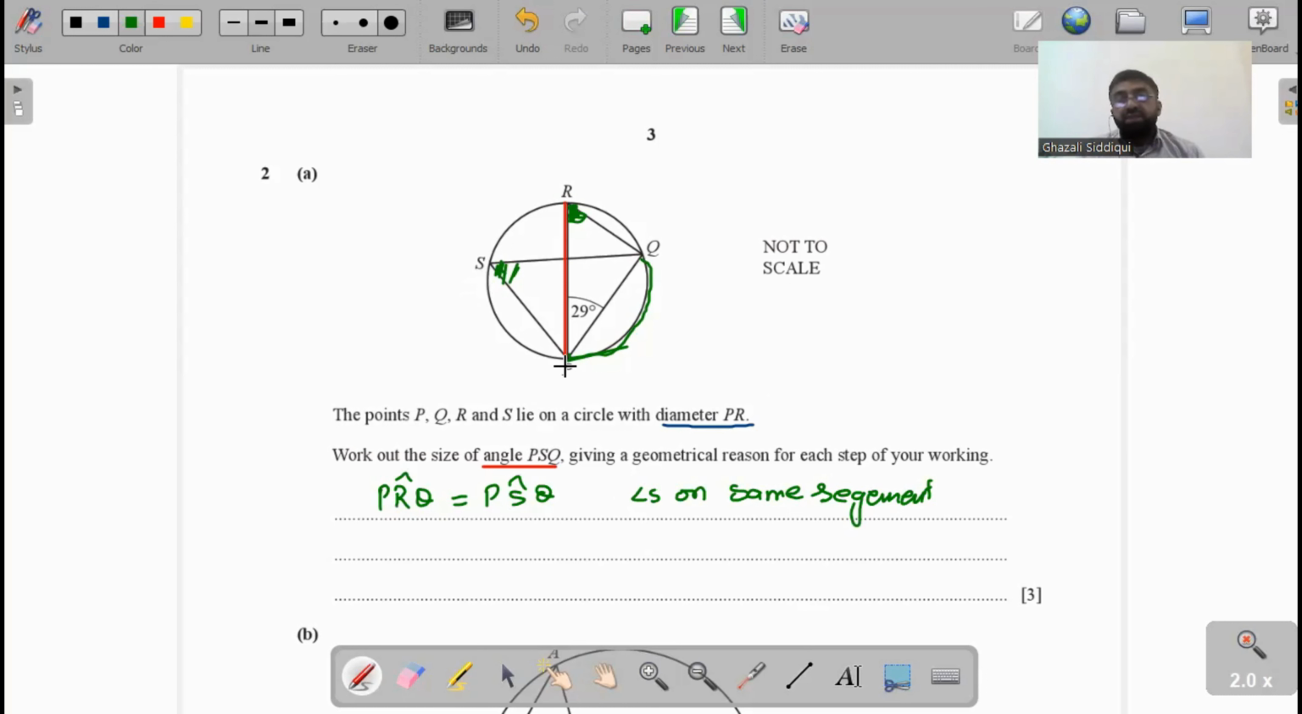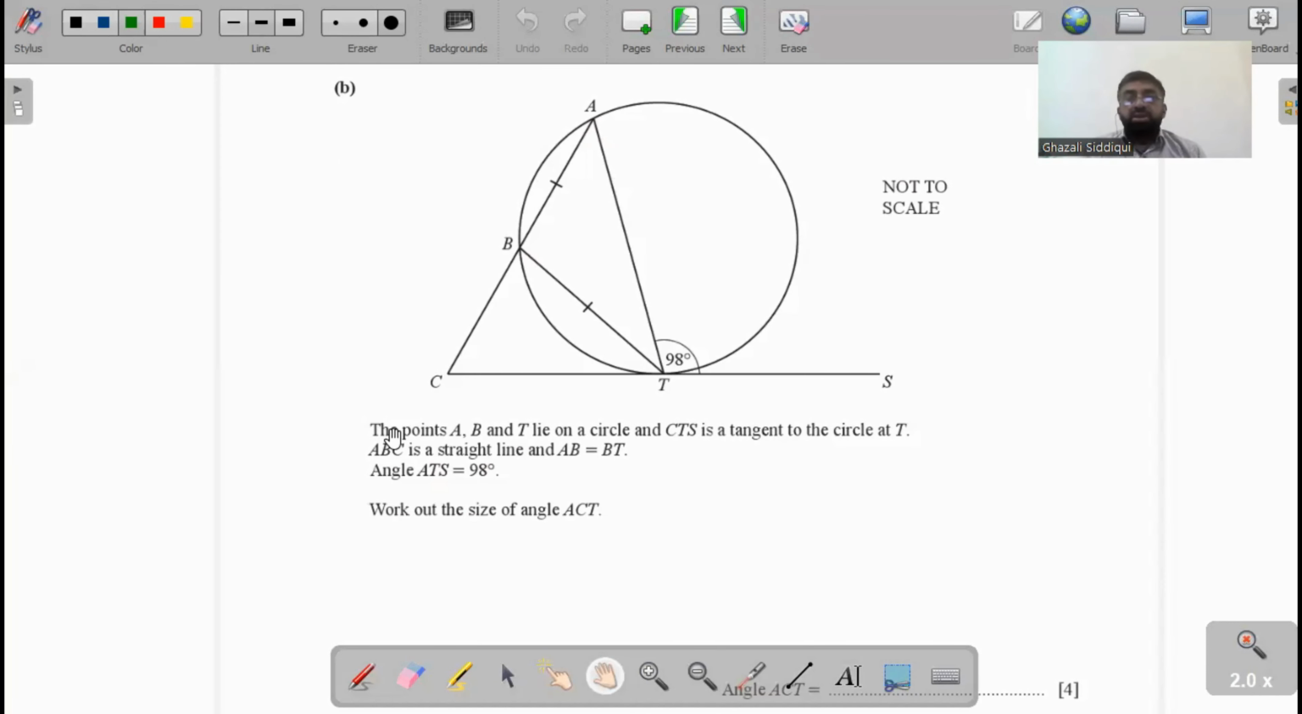We see that PR is the diameter. Therefore, the angle on the circumference subtended by a diameter is 90 degrees. That angle will be 90. Therefore, angle PRQ will be equal to 180 minus 90 minus 29, and we get 61 degrees. And therefore, PSQ will be equal to PRQ, and that will be equal to 61 degrees. Right?